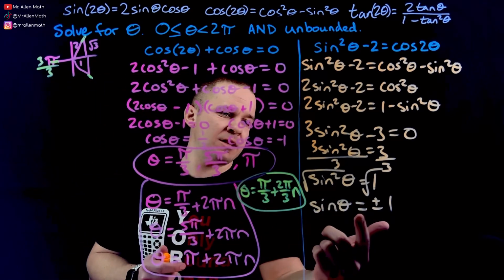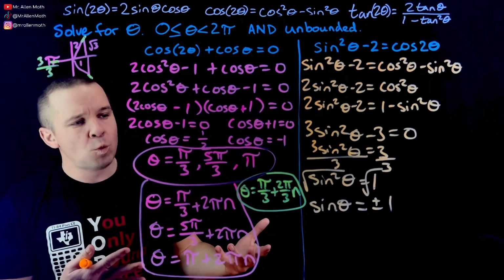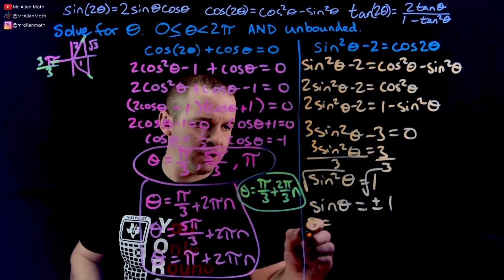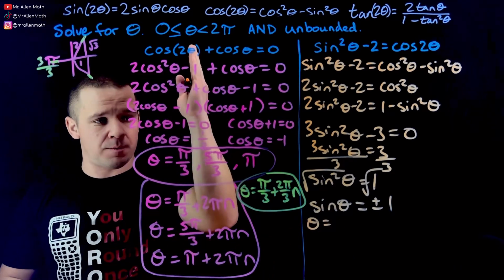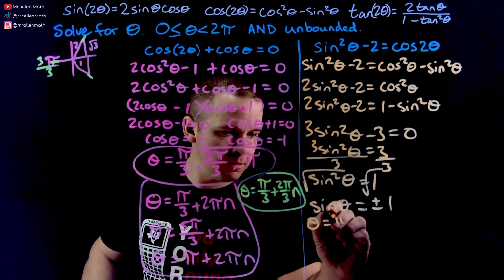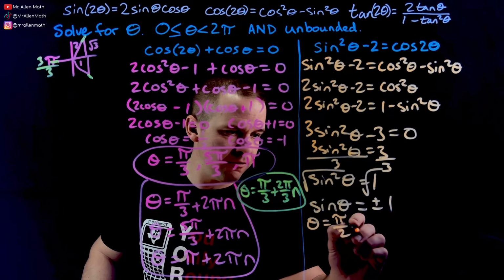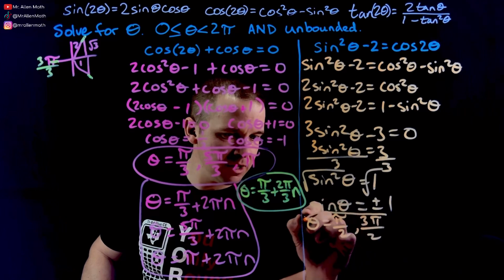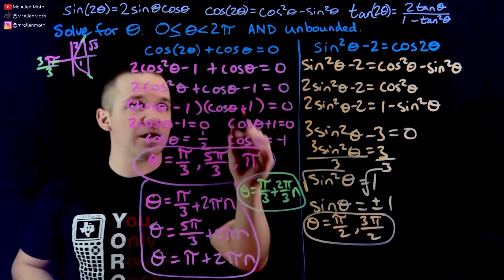So we have sine of theta equals plus or minus 1. When does sine equal 1? Well, sine equals 1 when theta is pi over 2, right? We're up at the top there. So pi over 2. And when does it equal negative 1? That's when it's 3 pi over 2. So that would be my solution bounded between 0 and 2 pi.